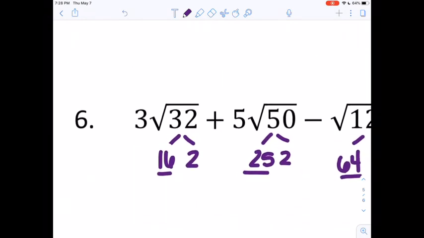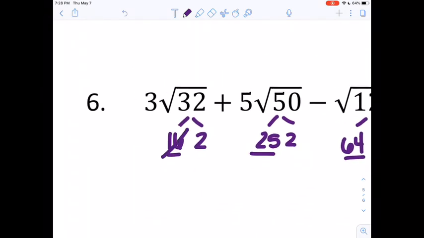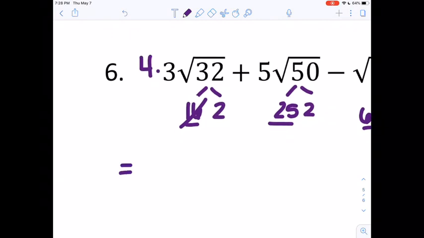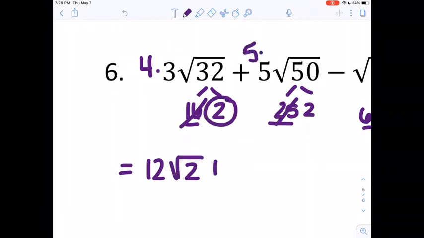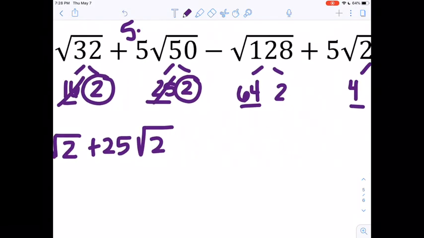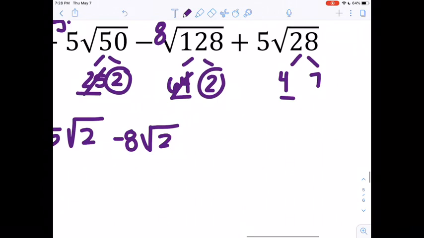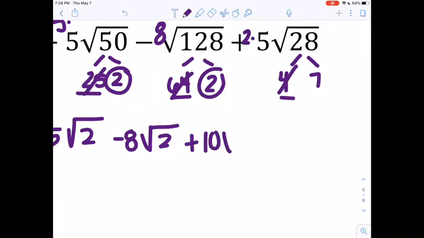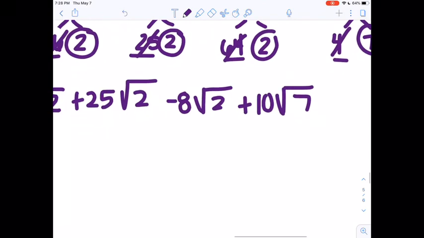Okay? So, the square root of 4 is 2. The square root of 16 is 4. You got to multiply by that 3 that's already out there. So 12, and then the 2 is left inside. The square root of 25 is 5. So plus 25, the 2 is still on the inside. Square root of 64 is 8. So that's negative 8. The 2 is still on the inside. And then the square root of 4 is 2 multiplied by the 5. So 10. And the 7 is still on the inside.